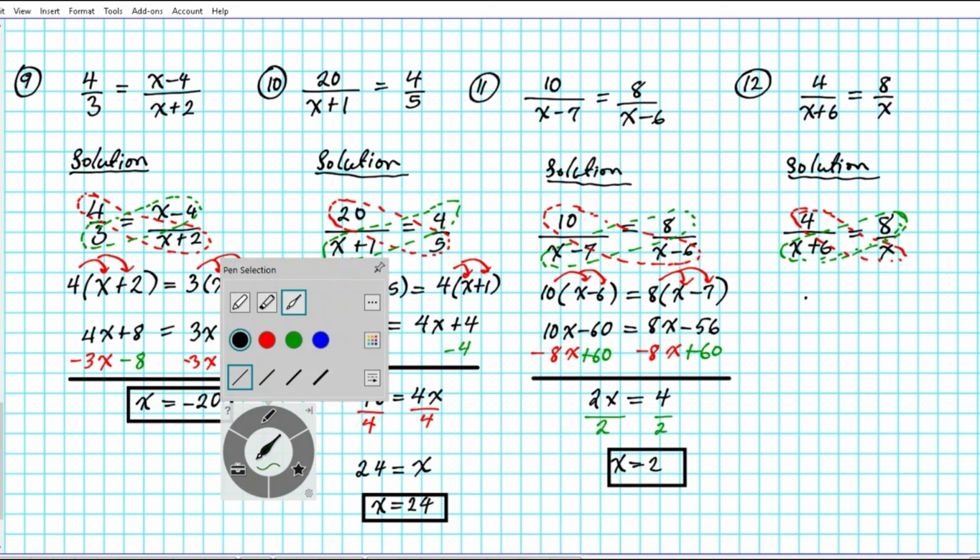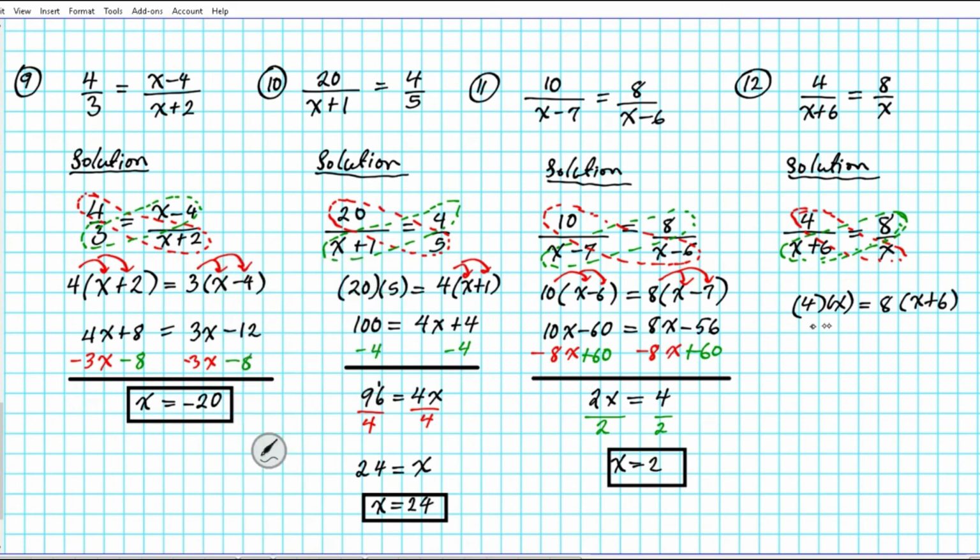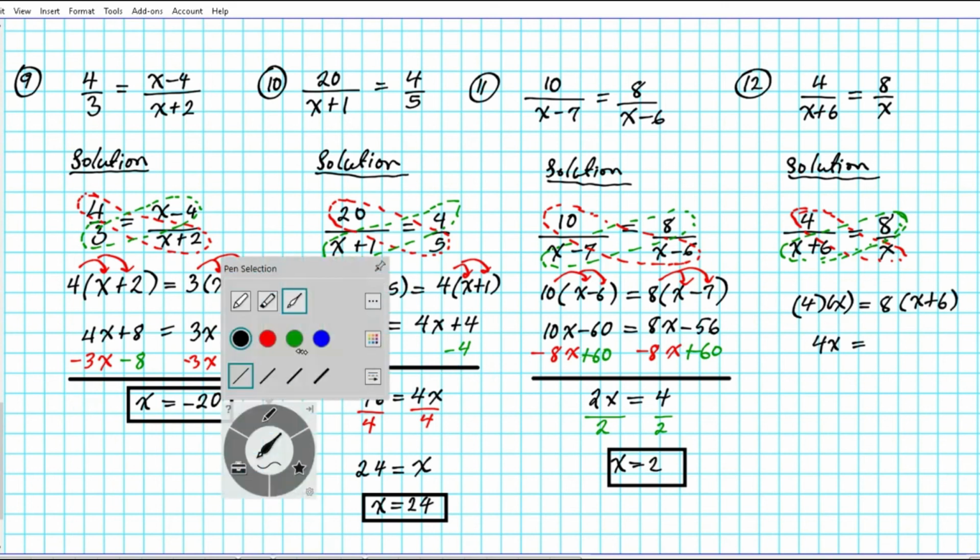So that gives us 4 times x equals 8 times the quantity x plus 6. 4 times x is 4x. And then on the right side, we're just going to distribute the 8 to x plus 6. So that will be 8x plus 48.